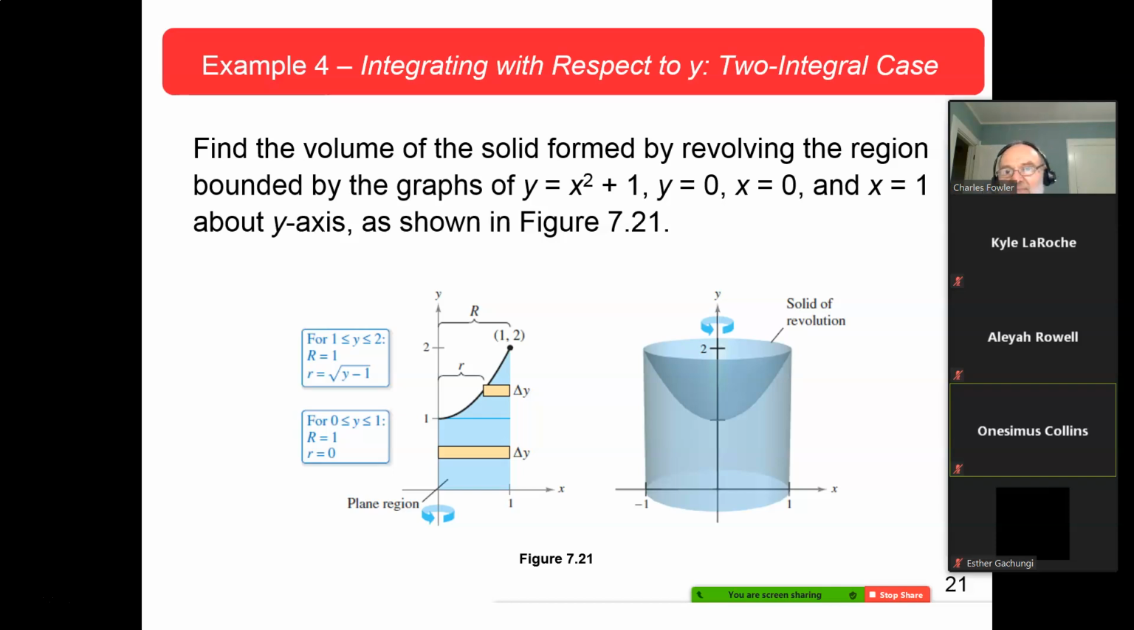Find the volume of a solid formed by revolving the region bounded by the graphs of y is equal to x squared plus 1. That is a function of x. And here's what it is, x squared plus 1. That's the parabola going up like this. Y is equal to 0. That is your x-axis down here. X equals 0. That's the y-axis here. And x equal 1. That's this line right here. Okay? About the y-axis. So this is going around the y-axis here.